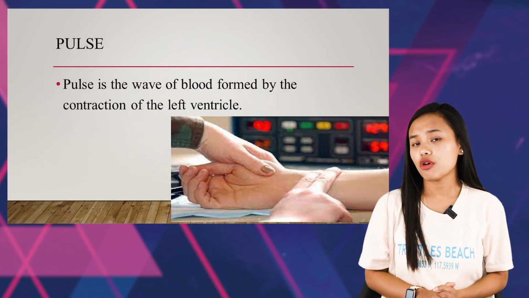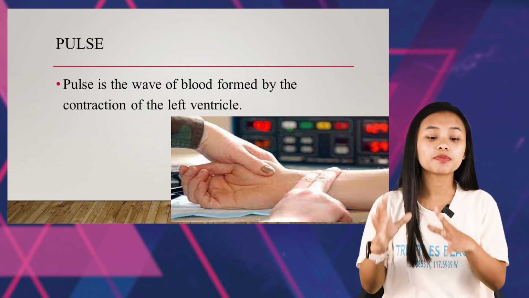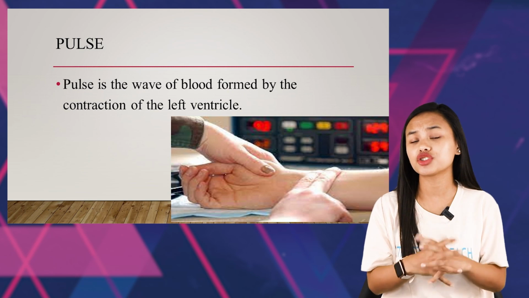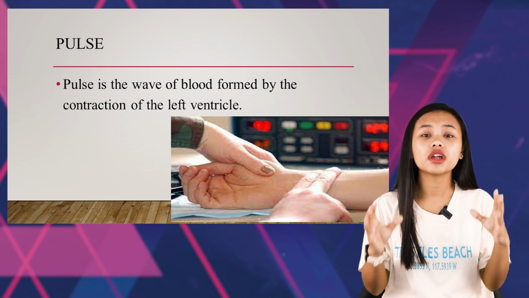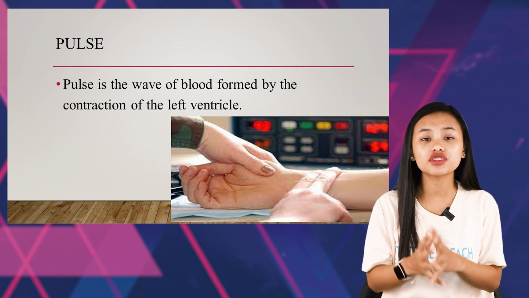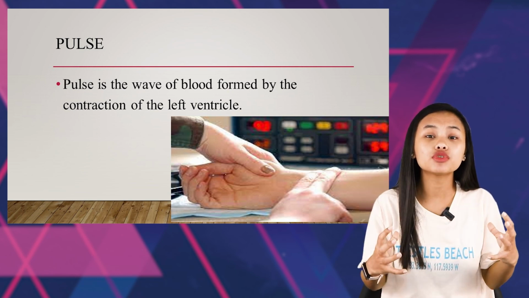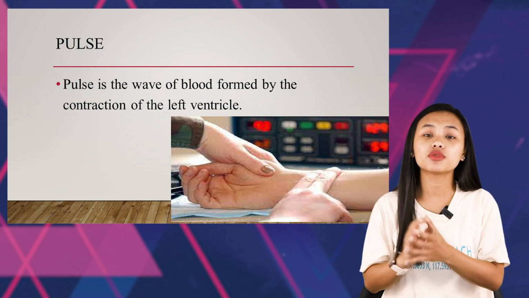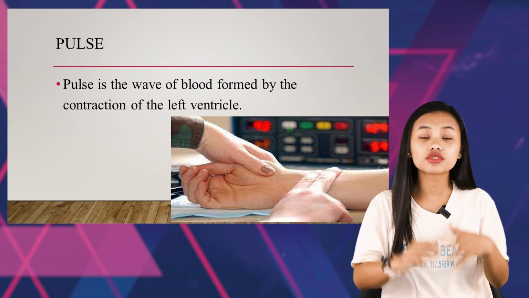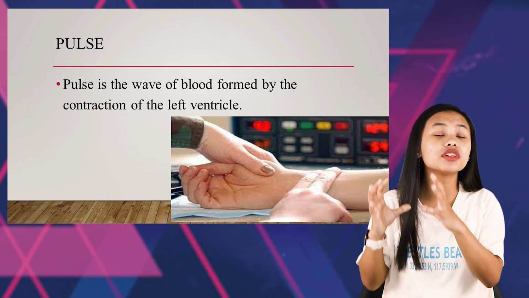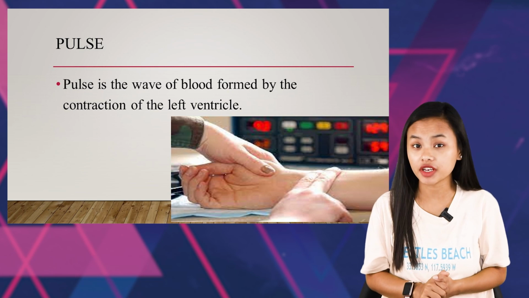So now let's move on to the definition of pulse. So what is pulse? Pulse is the wave of blood which is formed by the contraction of the left ventricle. So here, as I have told you, it is because of the contraction of the left ventricle that the blood will be pumped into our arteries. So it is also through the arteries that we will be able to assess the pulse rate of the client, right? So here, pulse is the wave of blood which is formed by the contraction of the left ventricle.